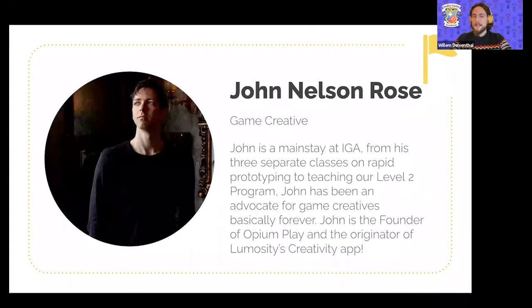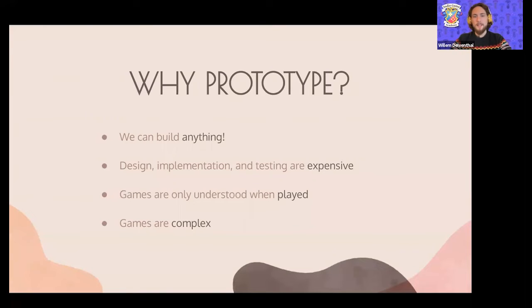So in the next couple of slides, I'm actually pulling this from a lecture by a guy named John Nelson Rose. Some of you may have met him, I'm not sure. He is the founder of a company called Opium Play. He now works at EA, and he's a huge lover of rapid iteration and prototyping. So the next slides, all the ones that are pink, are from him, if you want to look him up and look at some of the stuff that he does.